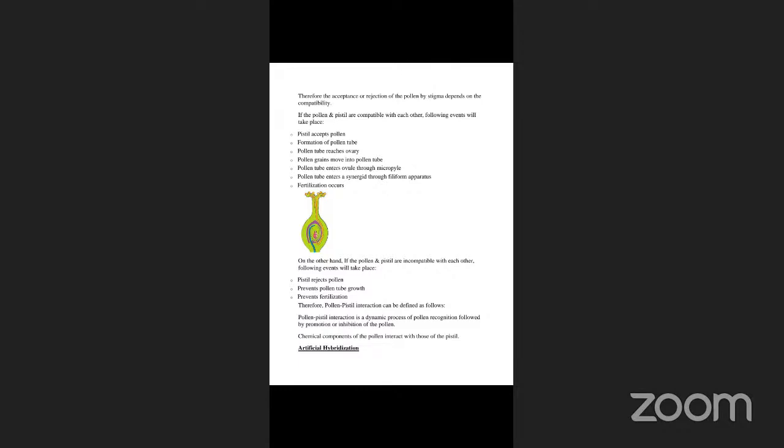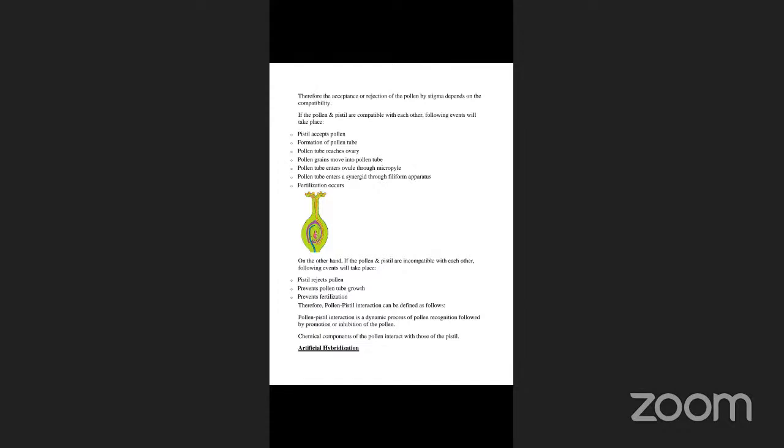Next, after receiving the stigma, pollen tube growth starts. Pollen tube growth. Pollen shows different materials, meaning cytoplasmic particles and chemical constituents. That is lipid.